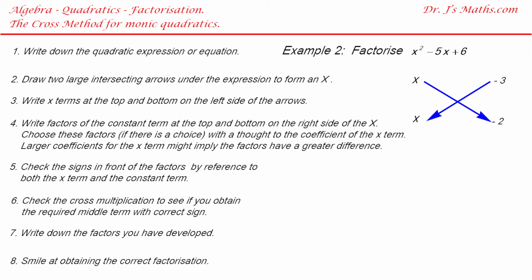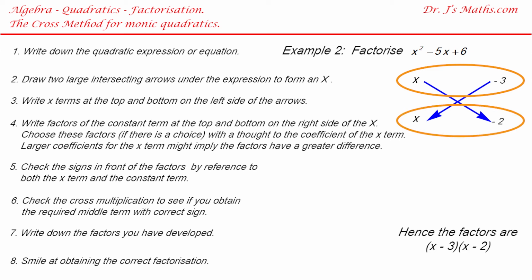In step 6 we're going to check the cross multiplication, so we've got x times minus 2 is minus 2x, and then minus 3 times x is minus 3x, so we have minus 2x minus 3x equals minus 5x, which is exactly what we want. So now we write down the factors we have developed, and we've got x minus 3 times x minus 2. So we've completed our factorisation. It's time to smile.